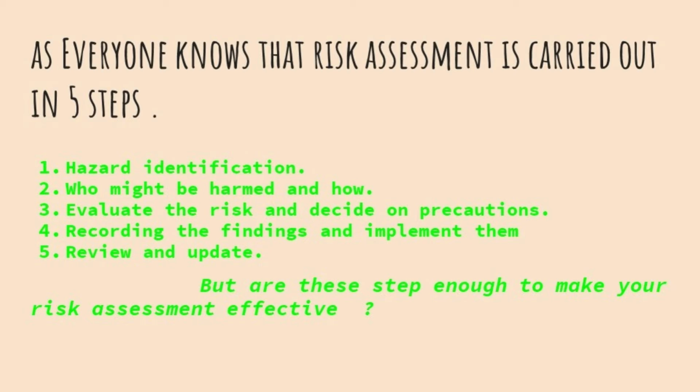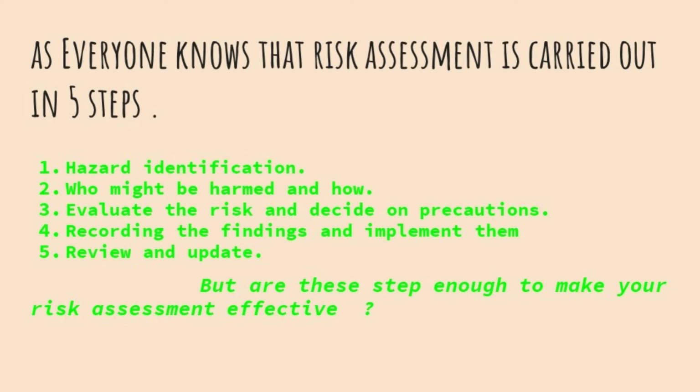Then you must know who is under the harm, right? Who is at risk, and how accidents can occur, how those hazards can harm your workers. That was the second step. Then third step, you evaluate the risks and decide on the precautionary measures. Are they really effective or not? Or if you want some additional precautionary measures, then you can take that.